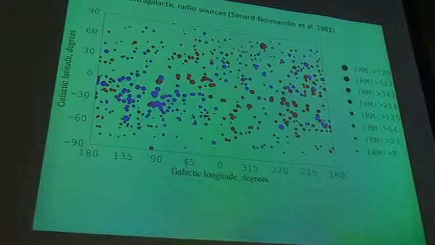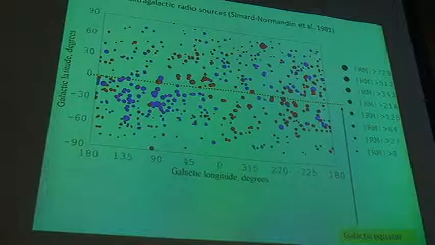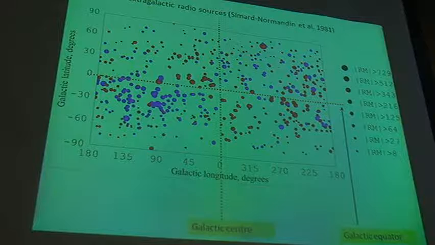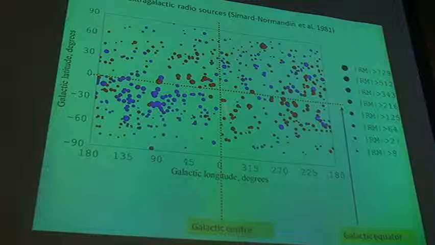And this diagram is presented in polar galactic coordinates. This is the galactic equator, the plane of the Milky Way disk. This is the galactic center. This is longitude l equal to 0. So this is the anti-center direction. Here and here. Here is the galactic pole, so northern galactic pole and southern galactic pole.